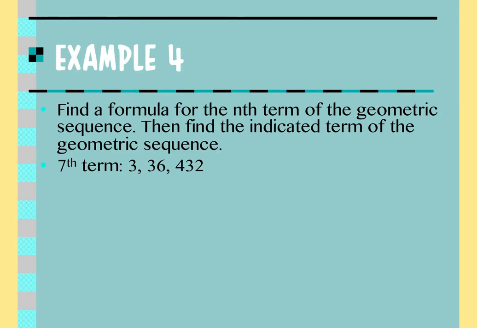All right, this one says find the formula for the nth term of the geometric sequence, then find the indicated term of the sequence. So it's saying find the formula first, then find the 7th term. So for my formula, I need a sub n equals a1 r to the n minus 1. I need to know a1. What's a1? 3. I need to know r. What's r? 12, because 36 divided by 3 is 12, and 432 divided by 36 is 12. So a sub n equals 3 times 12 raised to the n minus 1.